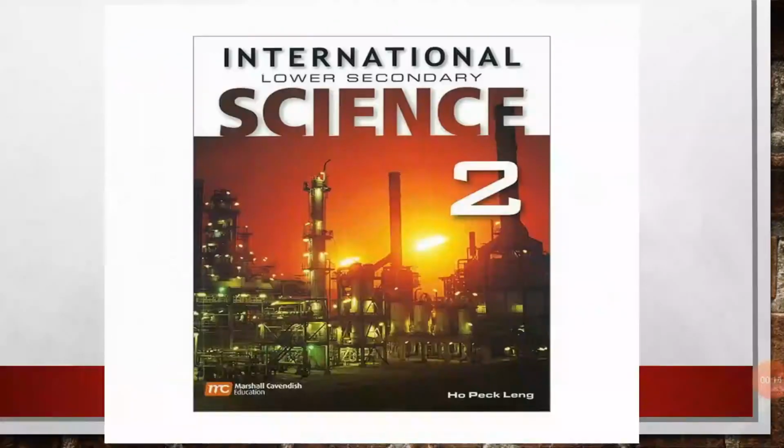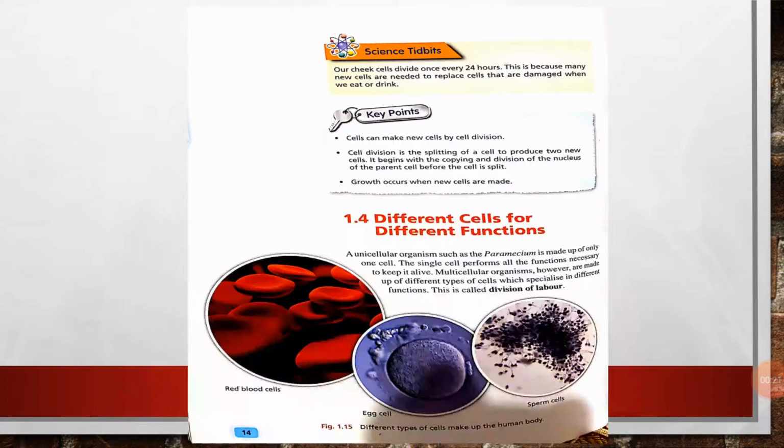Dear students, open your textbook. Look at page number 14. As we have started topic 1.4, that is different cells for different functions.